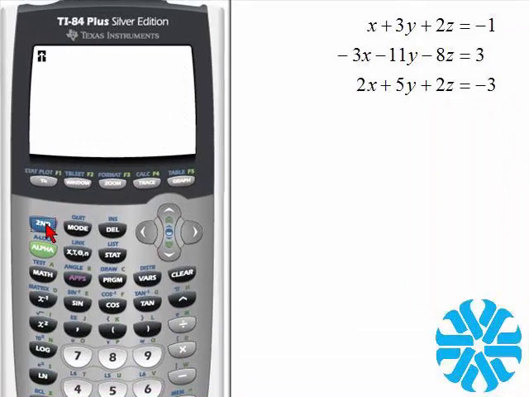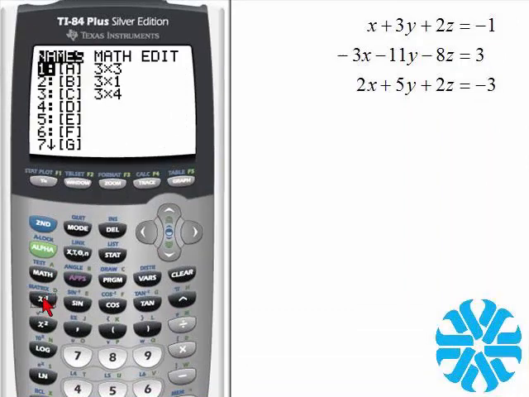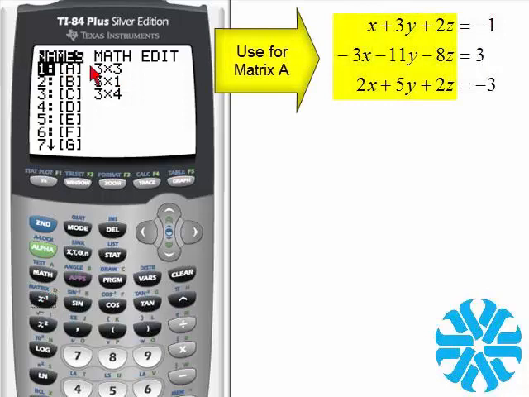So let's go second function and matrix. And our first matrix, matrix A, says it's a 3 by 3. So we don't need to edit the dimensions, but we do need to edit the cell values, since this is a matrix that was existing from another example. So let's select enter here.